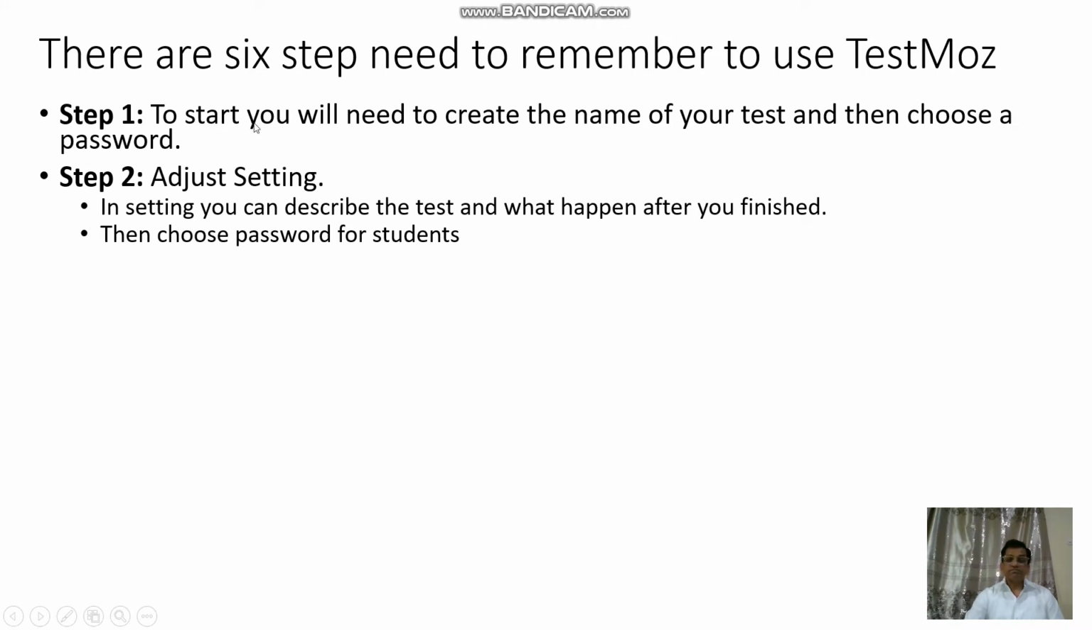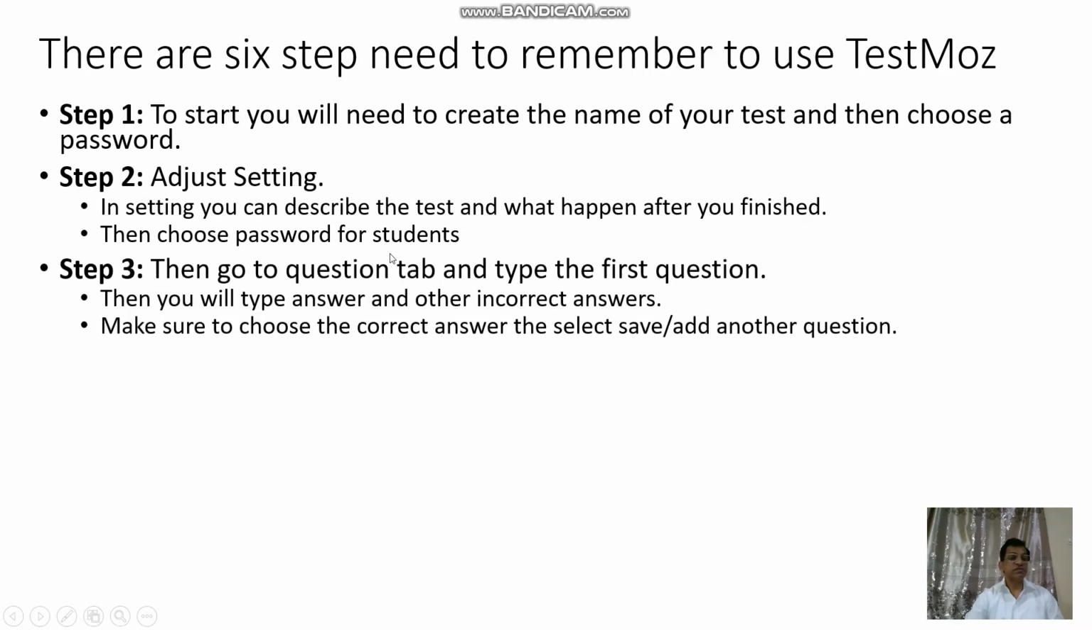Then the second step is what? After specifying the first step, in the second step, adjust the setting of your test mode. In setting, you can describe the test and what happens after you finish. Then choose a password for the students.